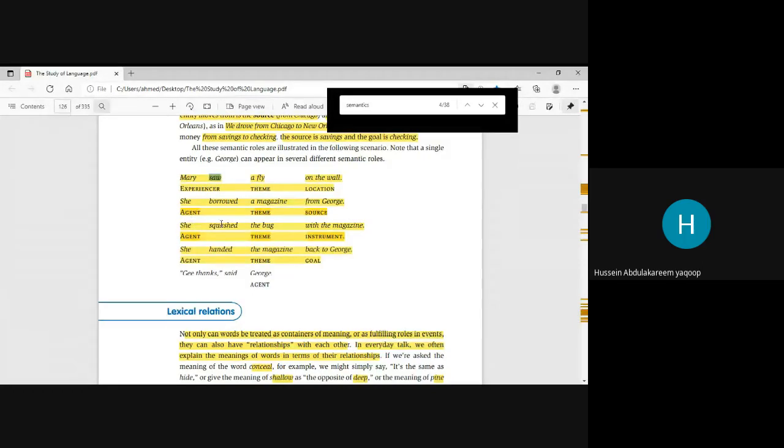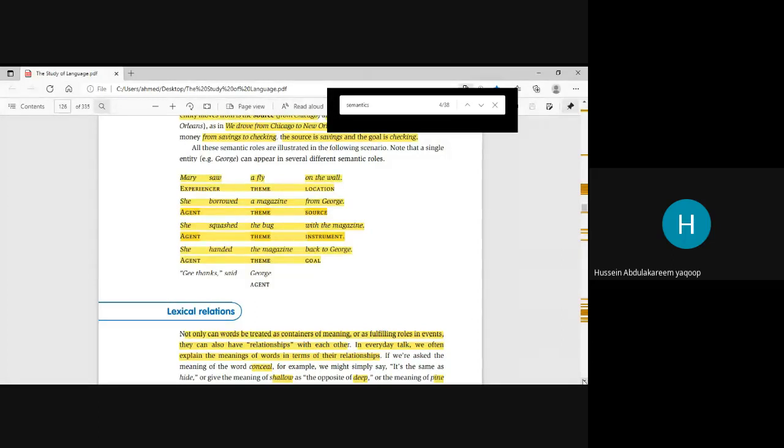Now, she squashed the bug with the magazine. With the magazine is what? She used a magazine to hit that bug and squashed it. So I have an instrument, used for the purpose of hitting that bug. She handed the magazine back to George. Here we have the goal again, because after reading that magazine she returned it to its owner.